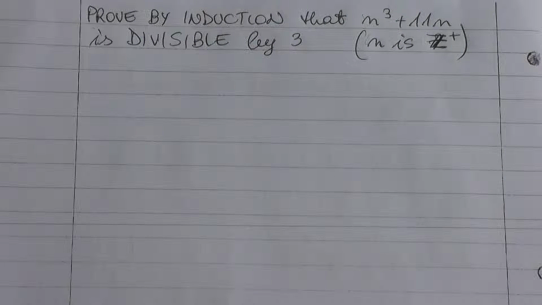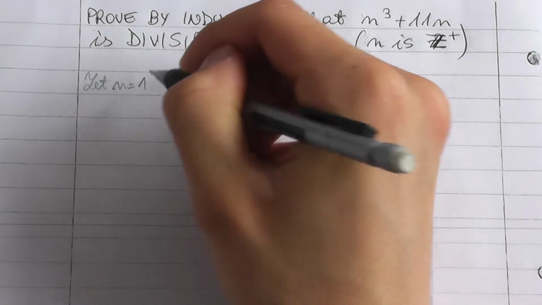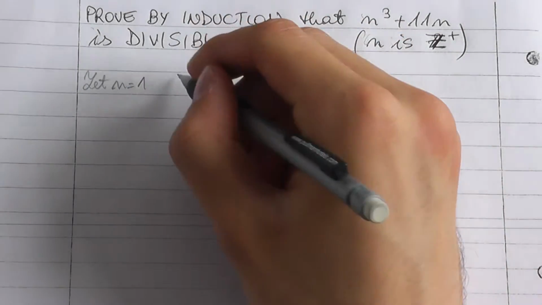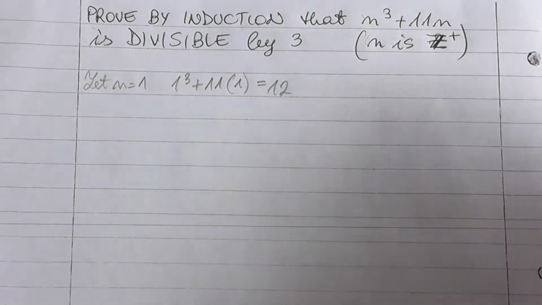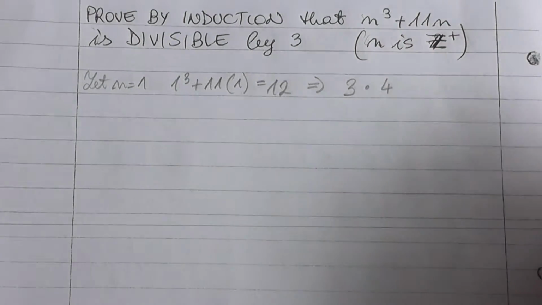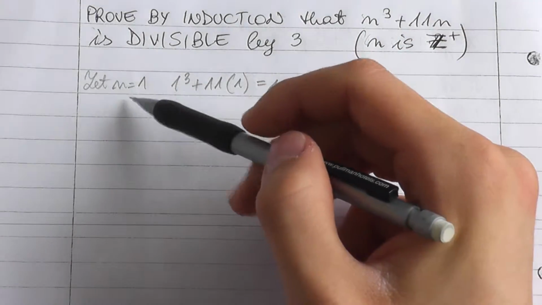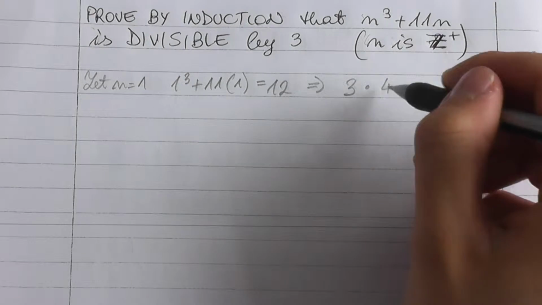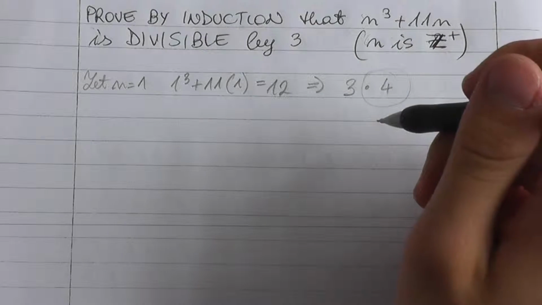And as such, we can start by saying let n be 1, and let's see if that's true. When we put 1 in here, we get 1 cubed plus 11 times 1, which is 12. Now 12 can also be rewritten as 3 times 4. And this means that yes, when n is 1, the result is divisible by 3, because we have 3 times something. And this something is really not that important in this problem.